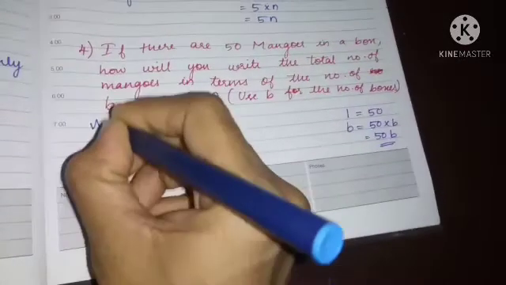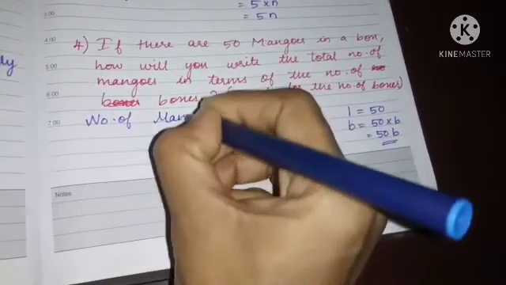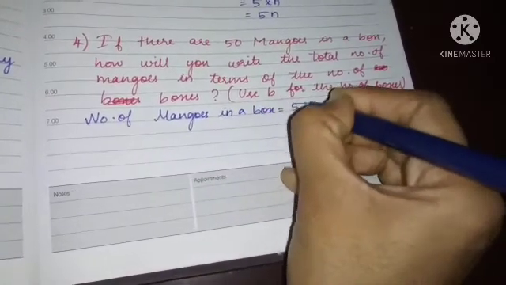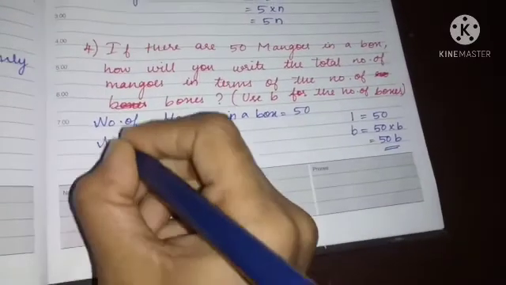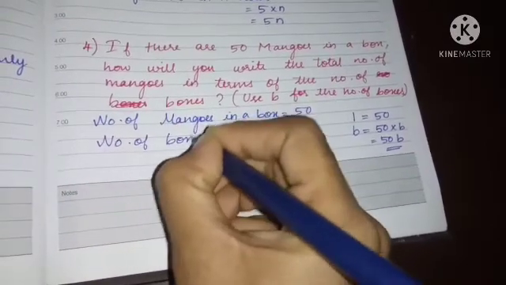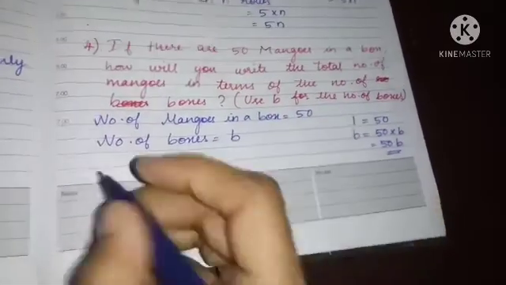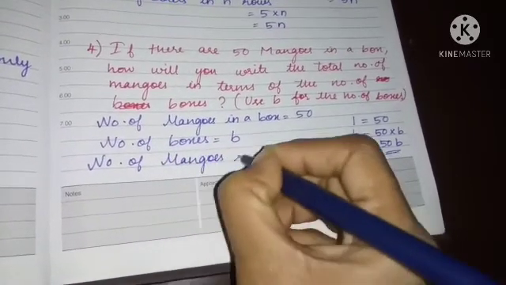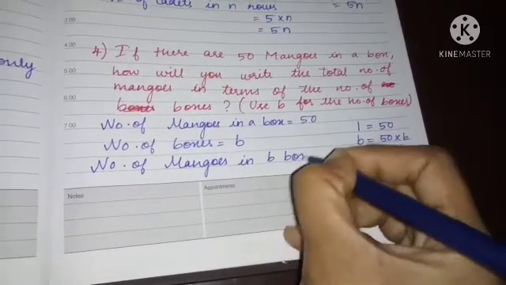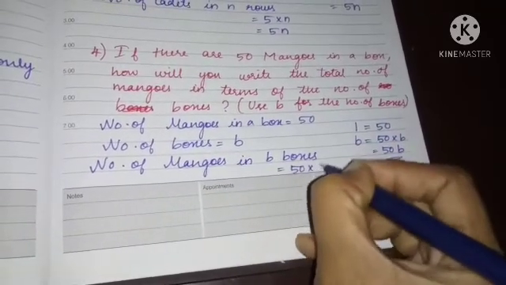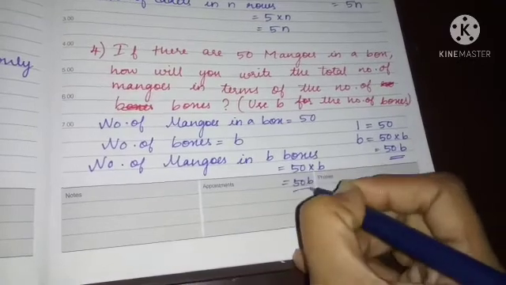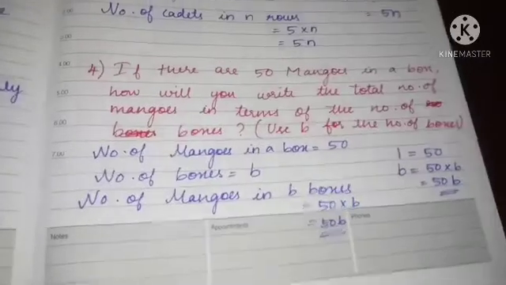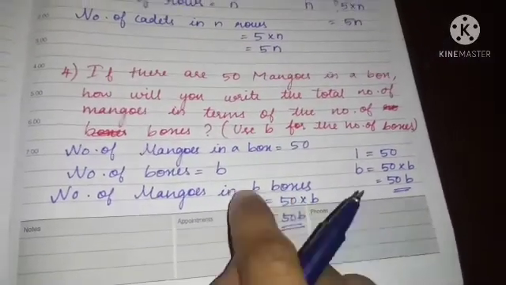Now we are going to write it out. Number of mangoes in a box is equal to 50. Number of boxes is equal to B. So the number of mangoes in B boxes is equal to 50 into B, 50B. So there will be 50B mangoes in B boxes.